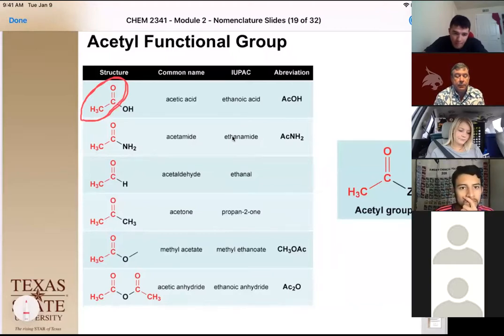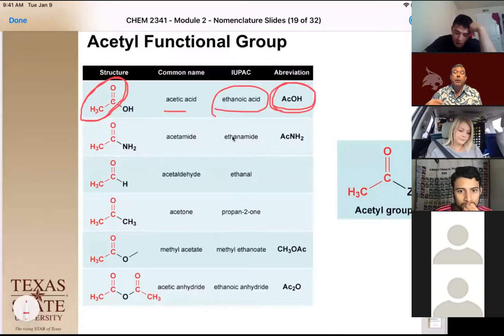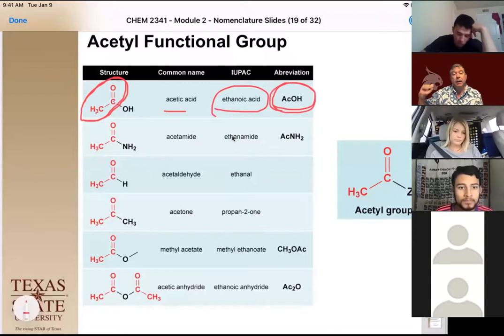Its simplest form is acetic acid, which the IUPAC name would actually be ethanoic acid because you have 2 carbons. So it'd be ethane, drop the E, oic acid, ethanoic acid. And this is a common abbreviation. As we move forward, you might see that as an abbreviation in a lot of different reactions. So it would behoove you to remember that one.